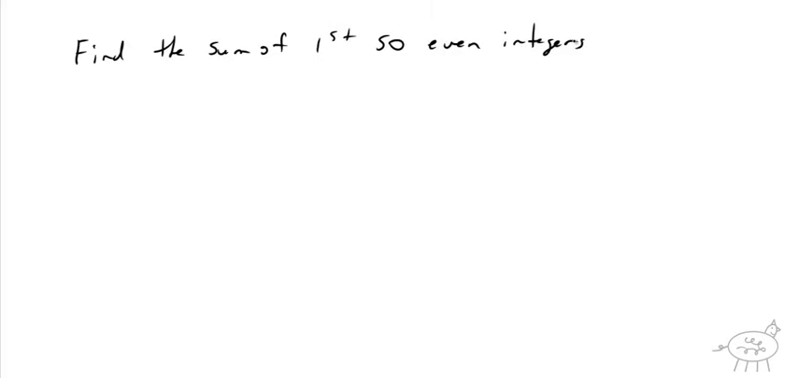If I said find the sum of the first 50 even integers, and I might say the first 50 positive even integers, basically it's saying 2 plus 4 plus 6 plus 8 all the way up, and you do that 50 times. Now, if you know the equations, that's great. If you don't know the equations, it's a little difficult.